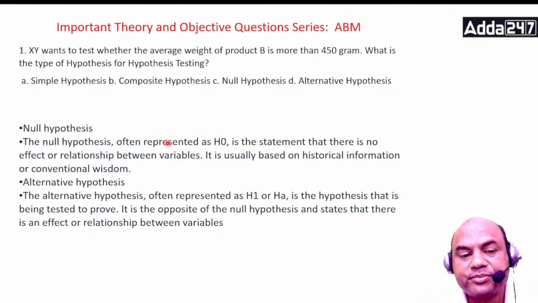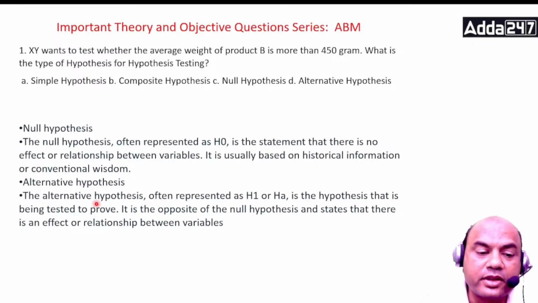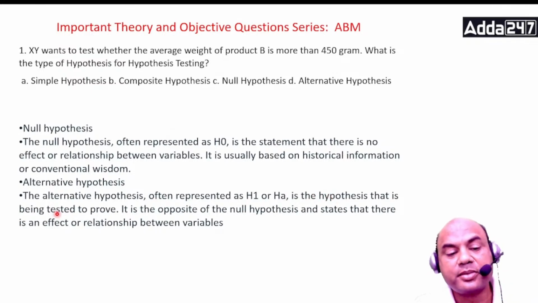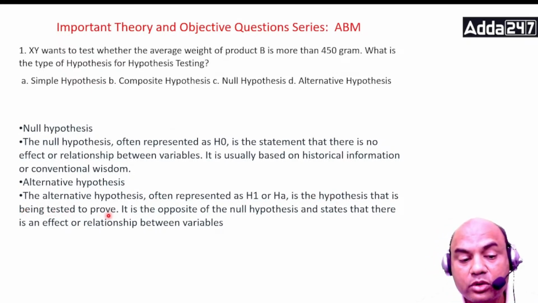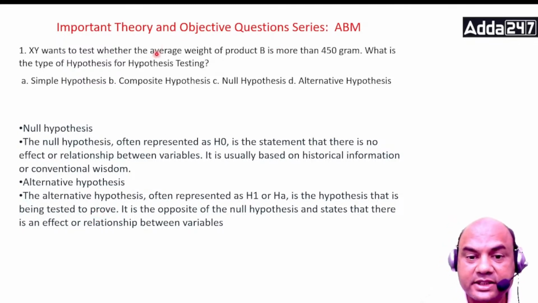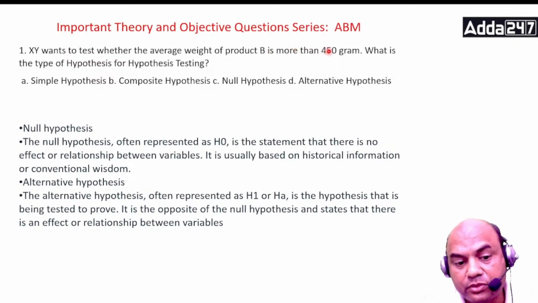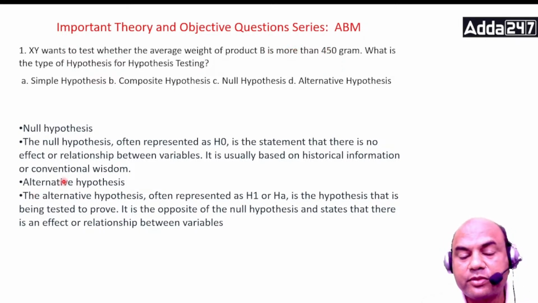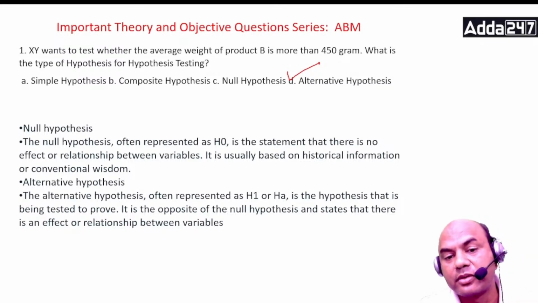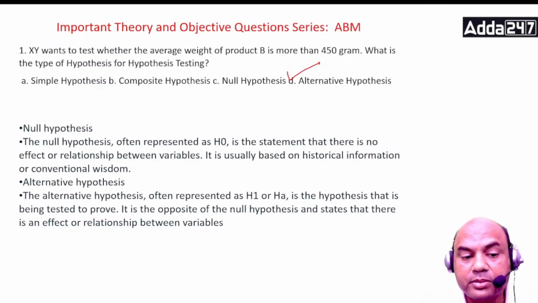Null hypothesis. Alternative means what? Often represented as H1 or HA, it is a hypothesis that is being tested to prove. Tested to prove. So what do I have to check? Am I testing something here? Yes, tested to prove. This definition immediately fits, so the answer will be alternative hypothesis. Kindly note, tested to prove. This is very important. It is the opposite of the null hypothesis and states that there is an effect or relationship between the two variables. So it is exactly opposite of null.